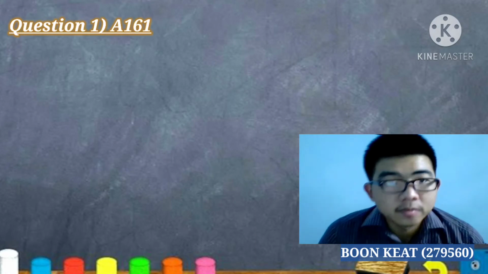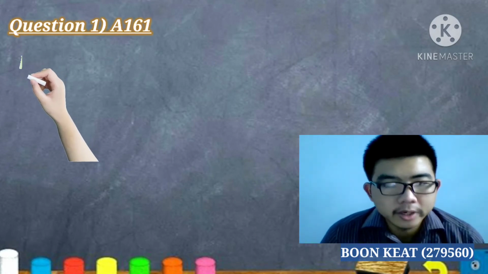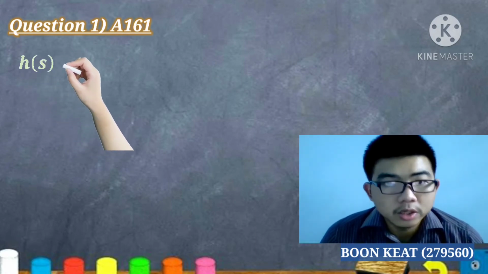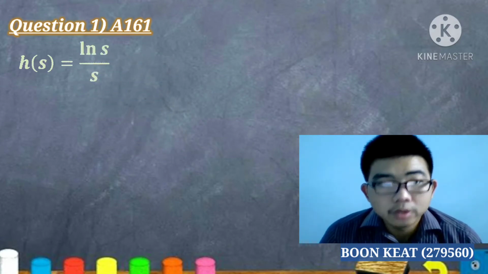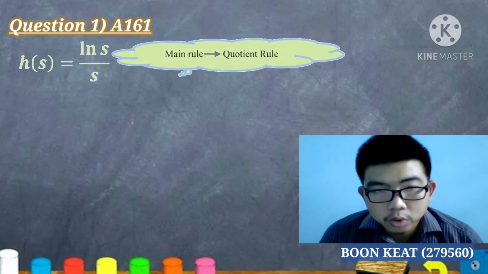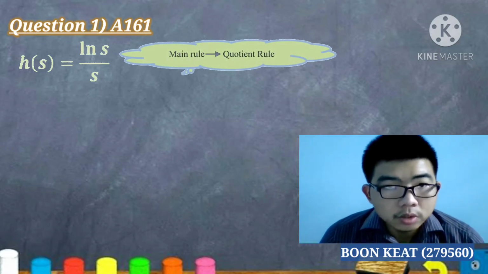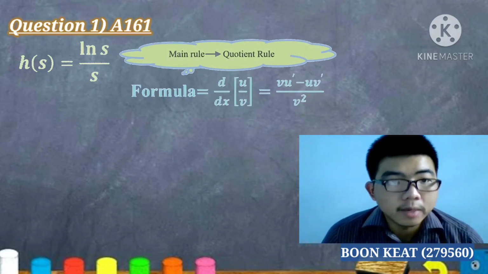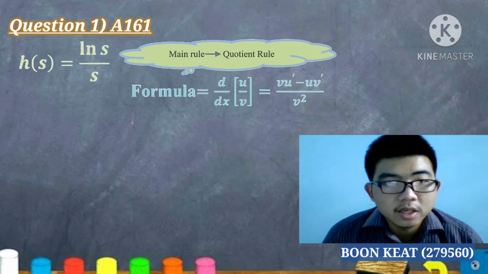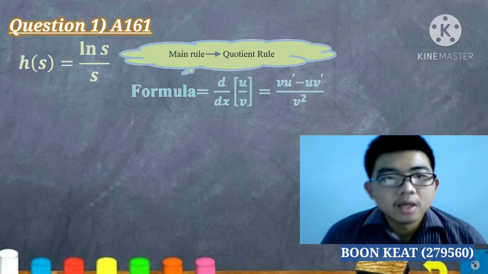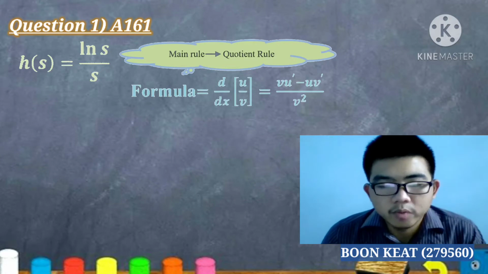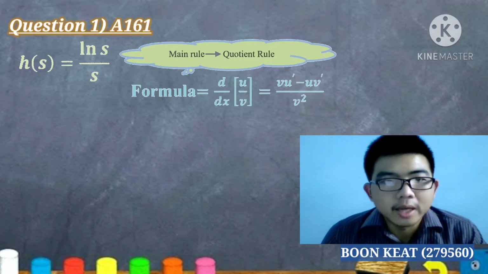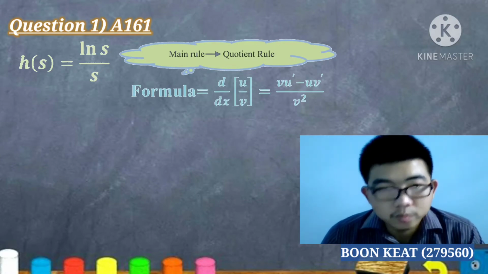Good day, madam. The question is h(x) equals natural logarithm x divided by x. The main rule I use is the quotient rule. The quotient rule is d/dx of (u divided by v) equals (v multiplied by u prime minus u multiplied by v prime) divided by v power 2.